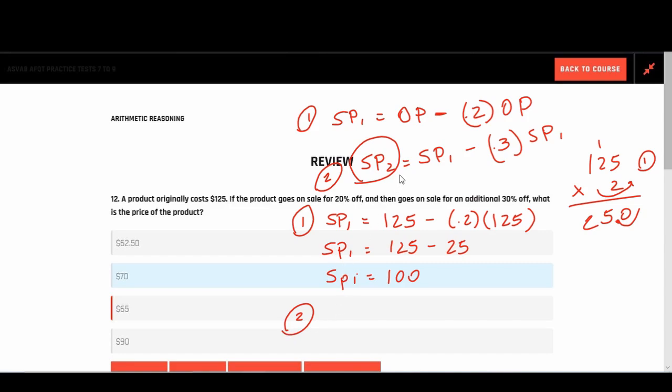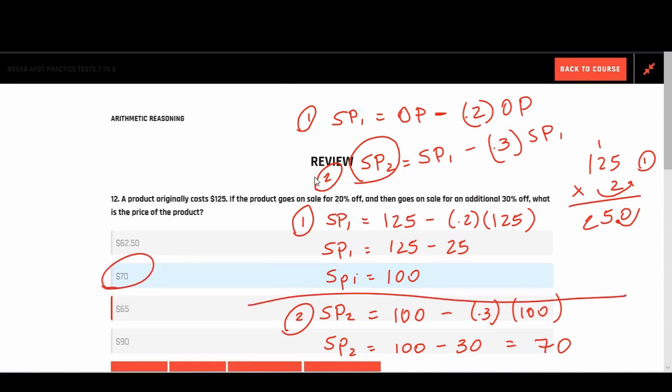Okay? So now we've got to figure out what sale price 2 is going to be, which is the additional discount. And that's sale price 1, which is 100, minus 0.3 times sale price 1, which is 100. Should be able to do this one in our head. 100 minus 0.3 times 100 is 30. So 100 minus 30 is 70, which is right there. Again, if you can write this out and work through the problem logically, the math becomes very simple. Again, sale price 1 is the original price minus the discount. Sale price 2 is sale price 1 minus the discount on sale price 1. So that's that one.